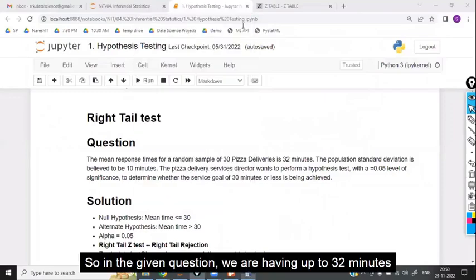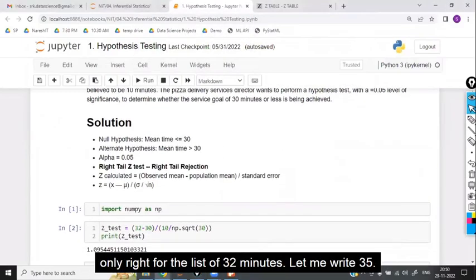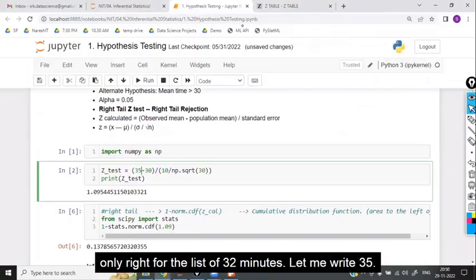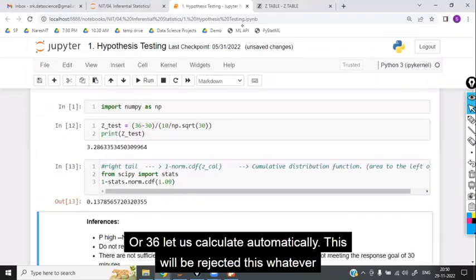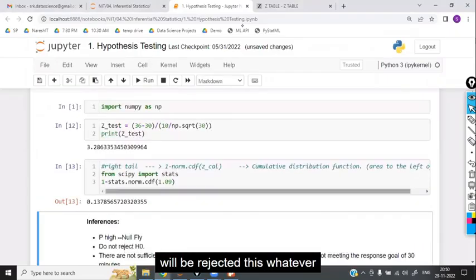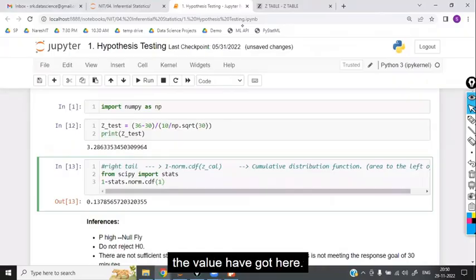So in the given question, we are having up to 32 minutes only, right? Instead of 32 minutes, let me write 35. 35 or 36. Let us calculate. Automatically, this will be rejected. Whatever the value you have got here.